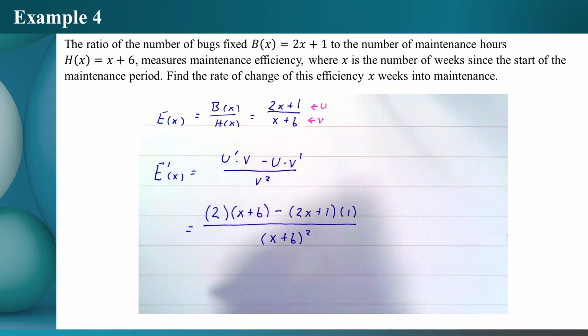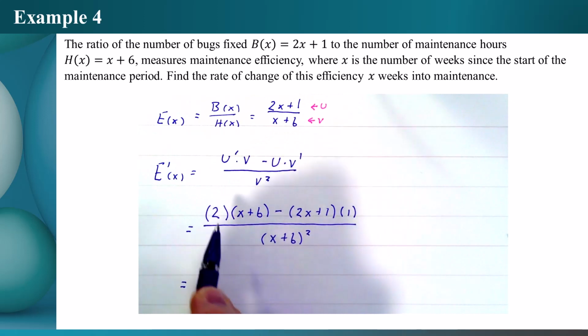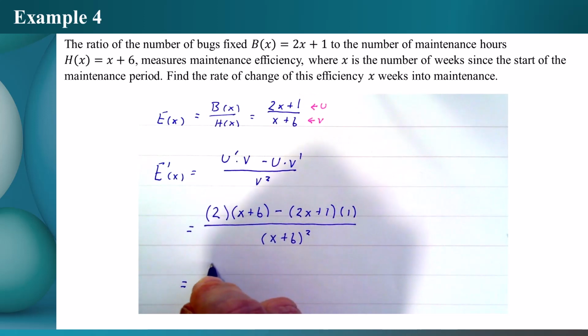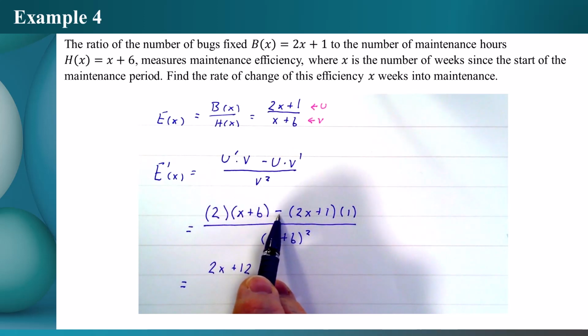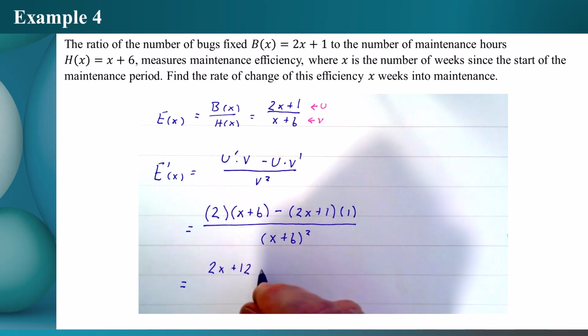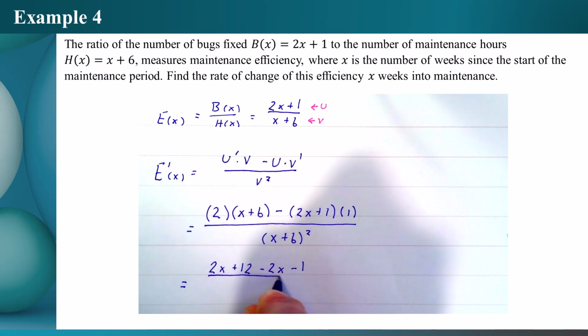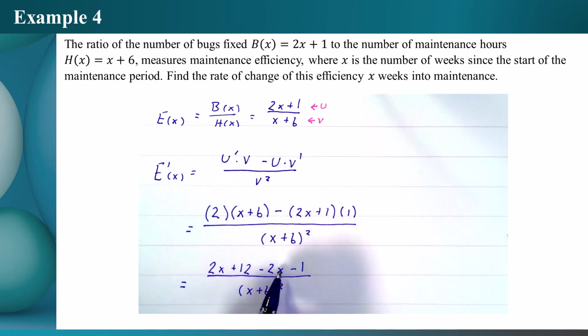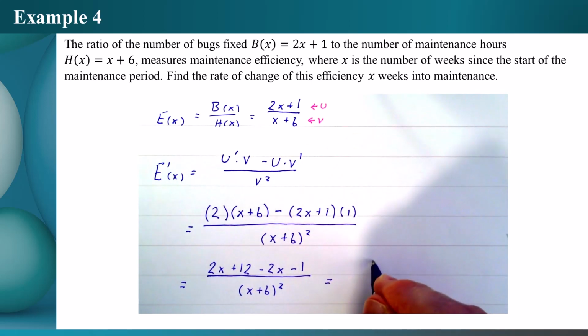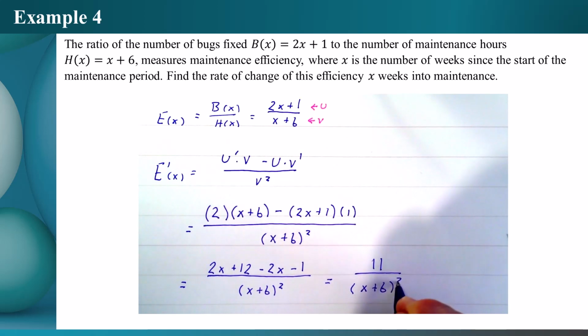Well, I believe we can simplify this a little bit. If we multiply the 2 inside the parentheses, we get 2x plus 12. And let's distribute this negative inside these parentheses here. And so that would be minus 2x minus 1. And all of that goes over x plus 6 quantity squared. Well, the 2x and the negative 2x cancel out. 12 minus 1 gives me 11 in the numerator. So it looks like our derivative would be 11 over x plus 6 quantity squared.